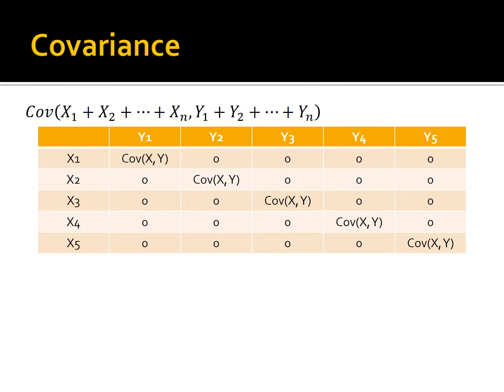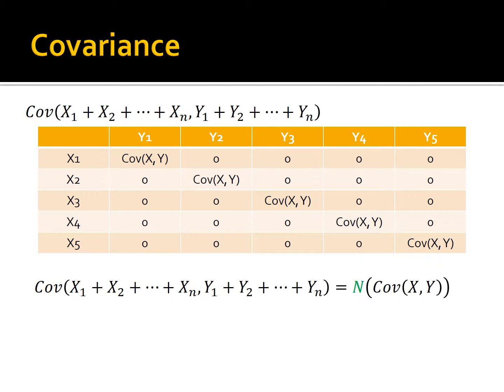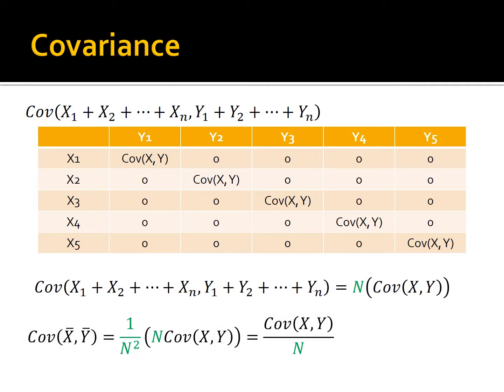It should be something like this, and so the covariance of the sum of x and the sum of y equals n times the covariance of x and y. So the covariance of x bar and y bar equals 1 over n squared times n times the covariance of x and y. So it equals the covariance of x and y over n.